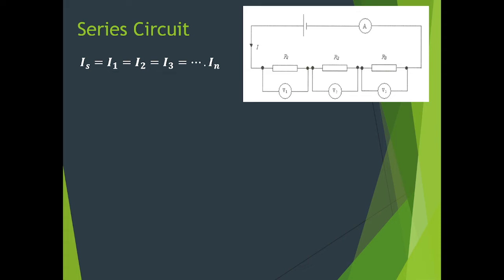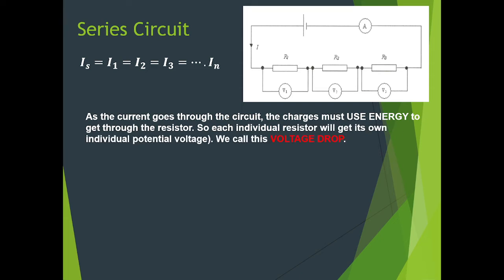As the current goes through the circuit, the charges must use energy to get through the resistor. So each individual resistor will get its own individual potential voltage. We call this voltage drop. Using Ohm's law, this voltage drop is equal to V equals I times R. We sum up all the individual voltage drops across each resistor to get the total voltage, V sub t. So we have V sub t is equal to V sub 1 plus V sub 2 plus V sub 3, and so on and so forth.